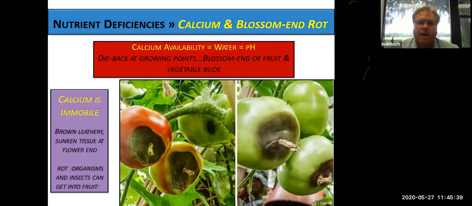So blossom end rot is not a pathogen. It's caused by a temporary insufficient amount of calcium that would be taken up in the plant. These pictures here show the final stages of it. It did not happen at this stage. It happens when the fruit are very small and expanding. And so if you get a temporary drought, or you don't have enough lime or calcium in the soil, or you're pushing them too hard with nitrogen fertilizer, all of those things can make it difficult for calcium to get into the plant.